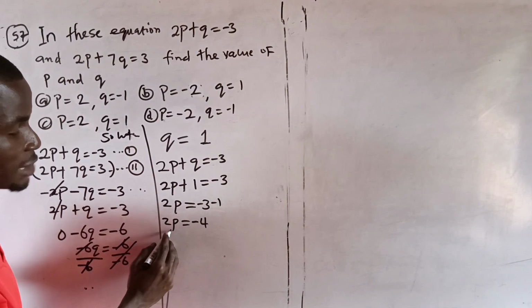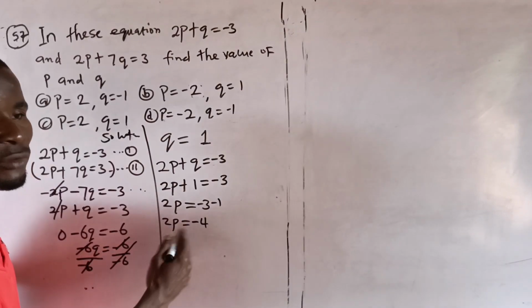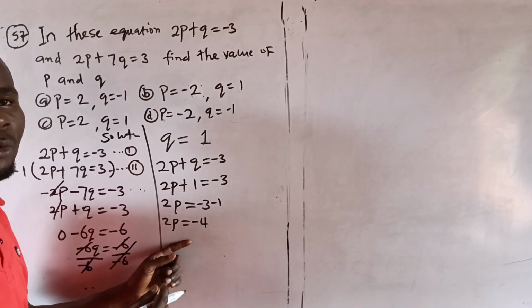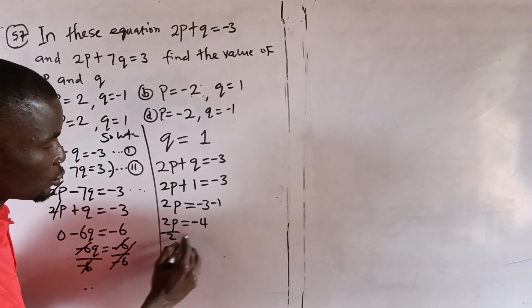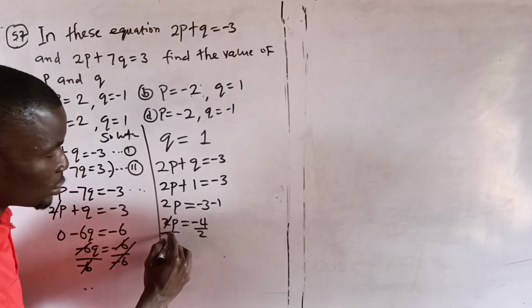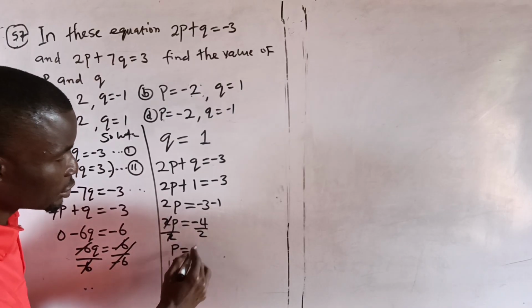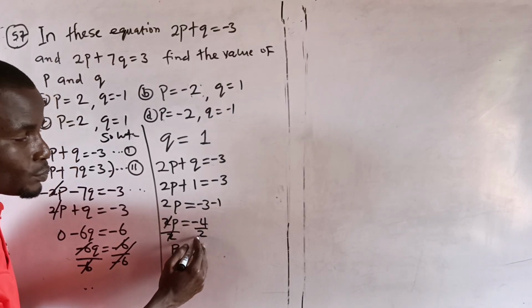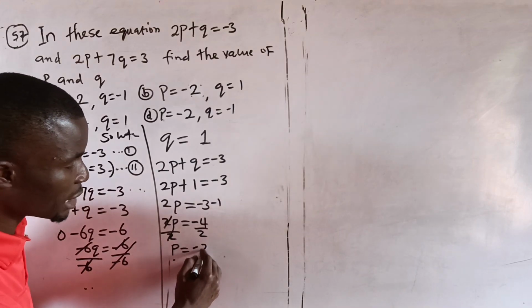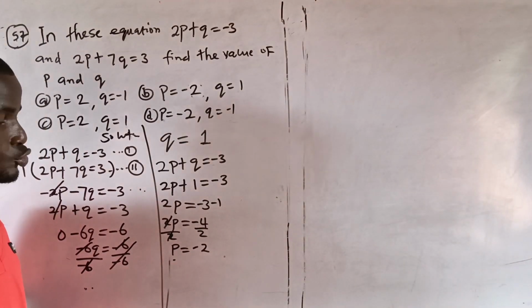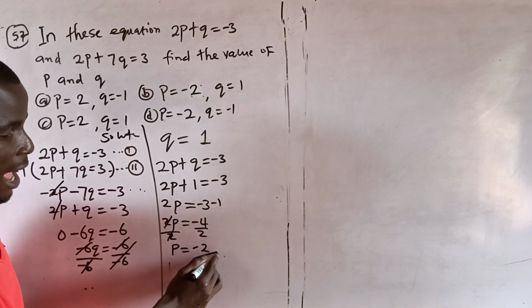So to get your p or your unknown, you divide all through by what? By 2. So 2 cancel 2, we are left with p. So minus 4 divided by 2, what we are going to get is minus 2. That is our answer.